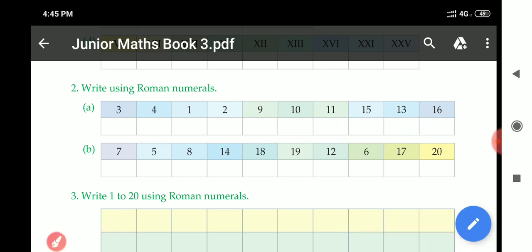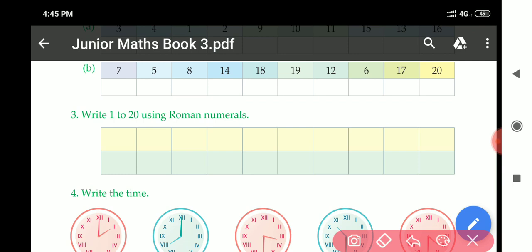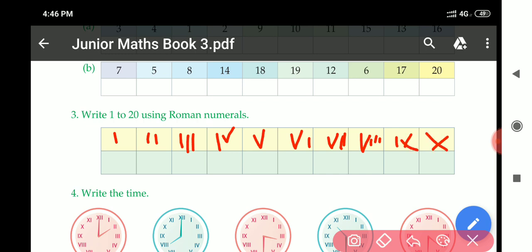Okay. Now question number 3. Write 1 to 20 using Roman numbers. We have to write down the Roman numbers from 1 to 20. 1, 2, 3, 4, 5, 6, 7, 8, 9 and 10. And here we will write down 11. And you have to fill these blanks and at last we will write down 20. Okay, are you getting it?